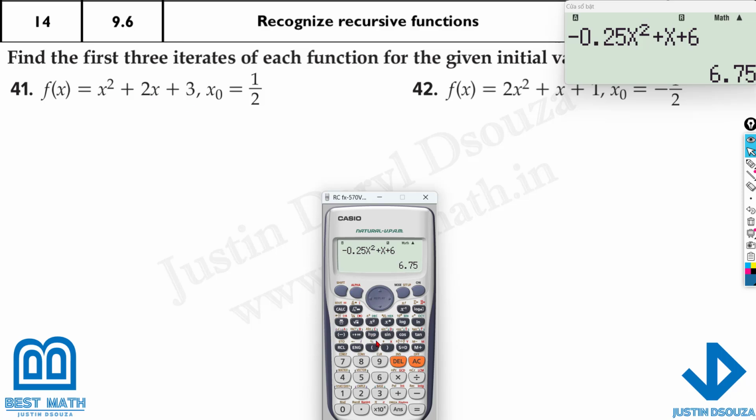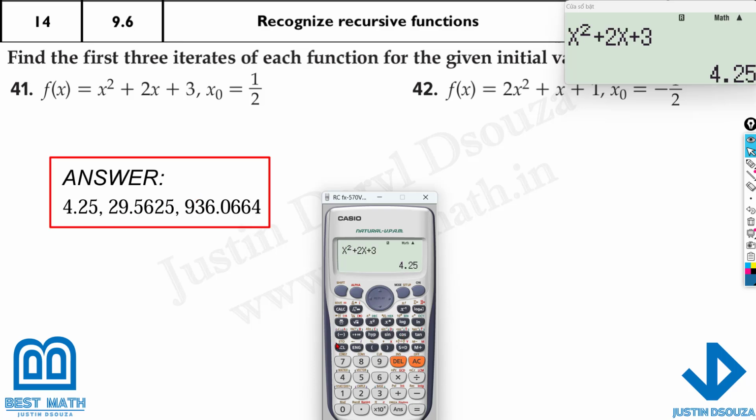Similarly, try them. It's x squared plus 2x plus 3. Calculated at half, you can write it as 0.5, or you can use this symbol, but here it will not be a fraction. You need to press 1, then this one, and then 2. Or you can use division, or you can use 0.5. It's the same thing. It'll be 4.25. That's the first answer. Then calculate it again at 4.25. And here we go, it's 29.5625, and you can calculate it, the answer.